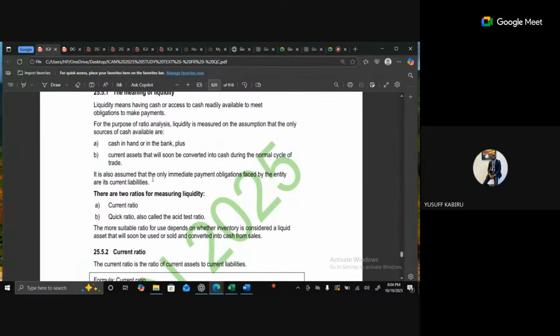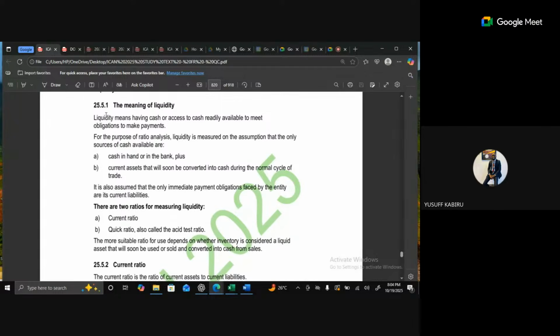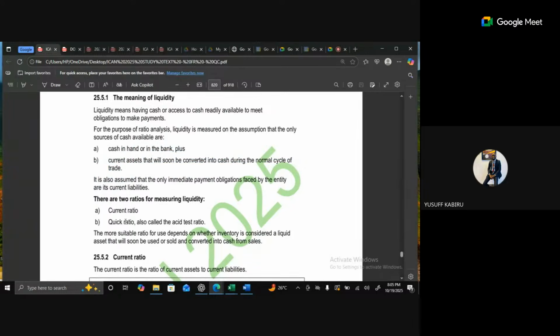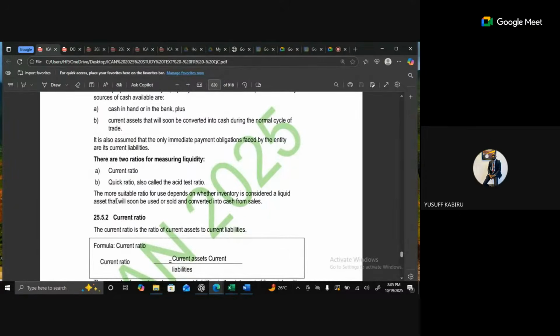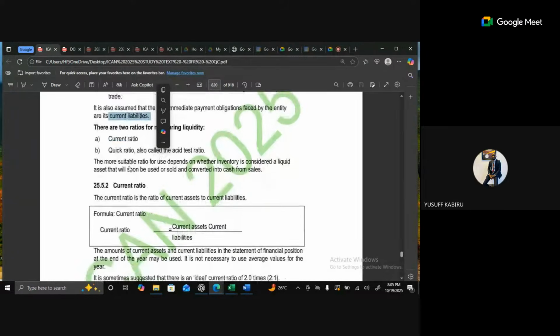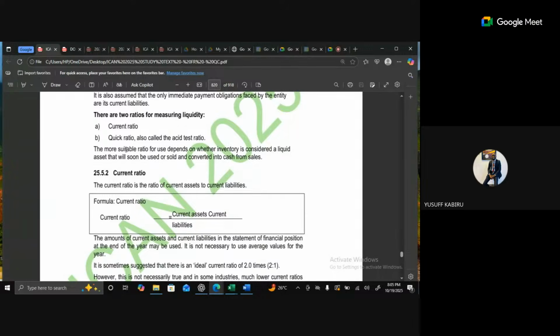They say it is also assumed that the only immediate payment obligation faced by the entity is its current liability. So what I mean here is that the liquidity ratio deals with your current assets and current liability, specifically your cash and your other current assets. I've mentioned this one. They say there are two ratios for measuring liquidity. The first one is your current ratio, and the second one is quick ratio, also called acid test.